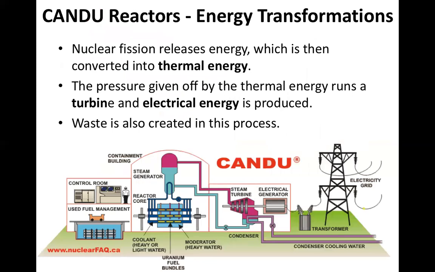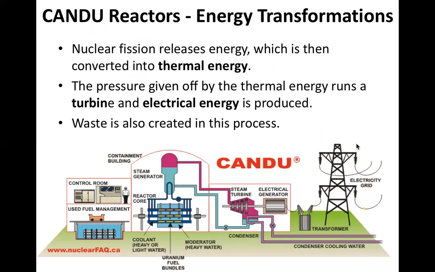Nuclear fission releases energy, which is then converted to thermal energy. So this is just a summary of those energy transformations. And then the pressure given off by the thermal energy, or the steam, runs a turbine, and an electrical energy is produced.